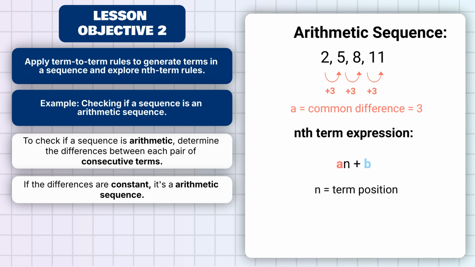The nth term will have the form an plus b, where a is the common difference, 3. At n equals 1, the term is 2. To find b, we subtract the common difference from the first term, so 2 minus 3, which is minus 1. Hence, the nth term expression is 3n minus 1.